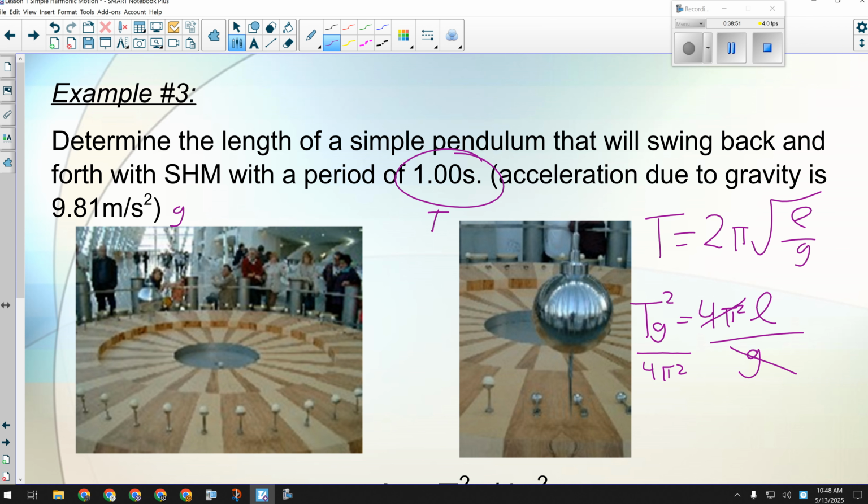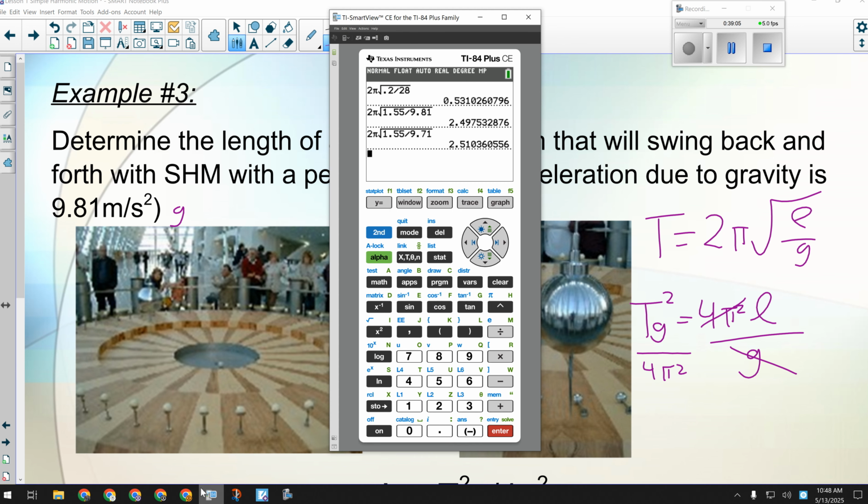So now I can just plug in my numbers here. L will be 1 squared times 9.81 divided by 4 pi squared. That'll be 9.81, because 1 times 9.81 is 9.81, divided by 4 pi squared. So that is going to require a pendulum with a length of 0.25 meters. So that pendulum is 25 centimeters long.